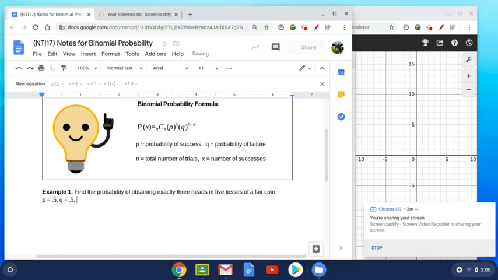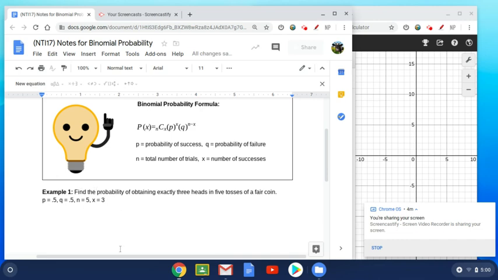Okay? Now let's talk about N and X. N is the total number of trials. So N here, if we're flipping the coin 5 total times, then N is going to be 5. And how many heads do we want? Because that's our X. Well, we want 3. So out of these 5 tosses, we want to get 3 heads.